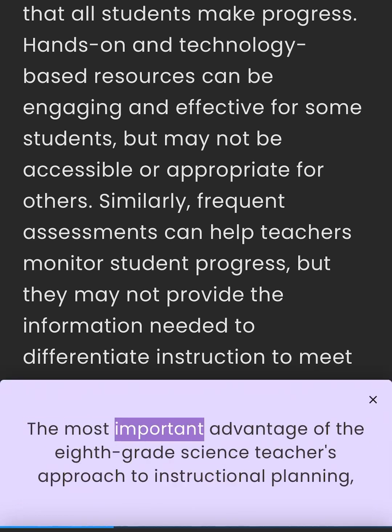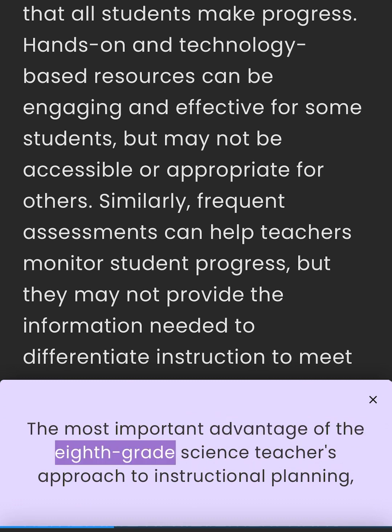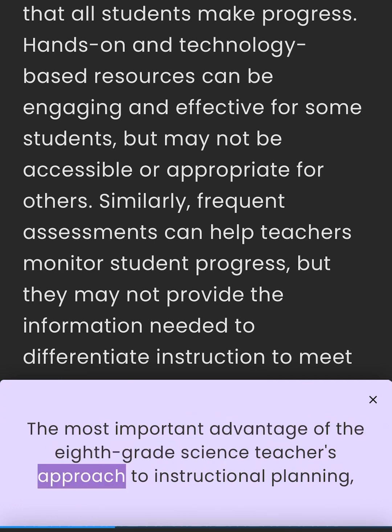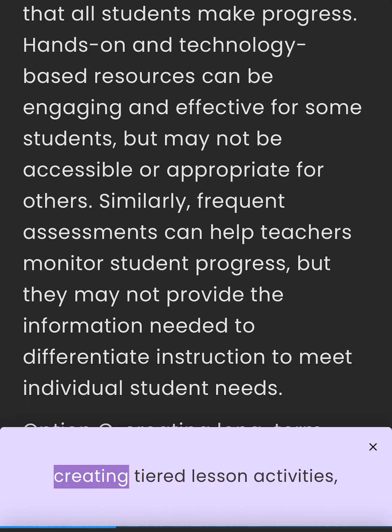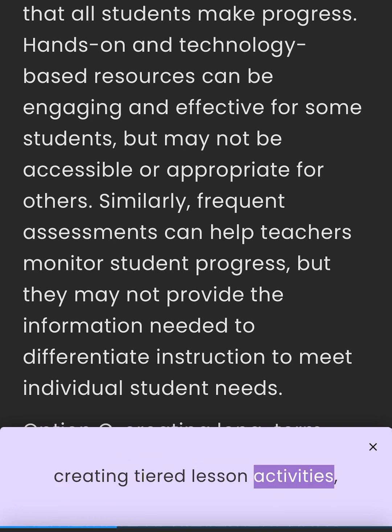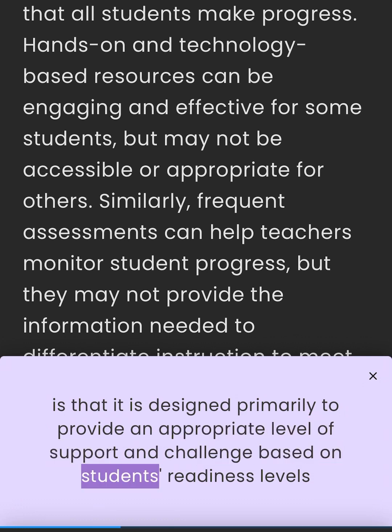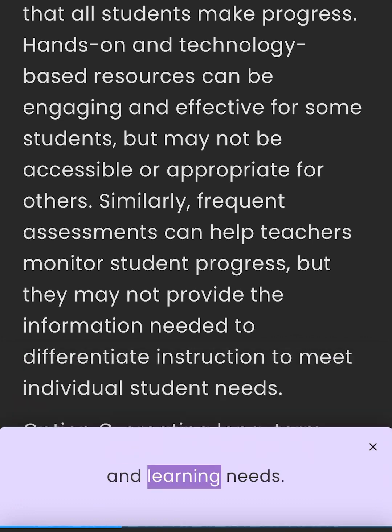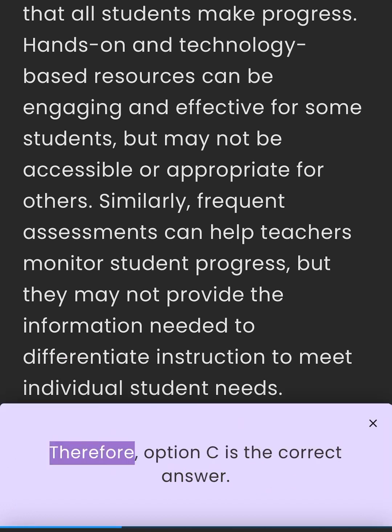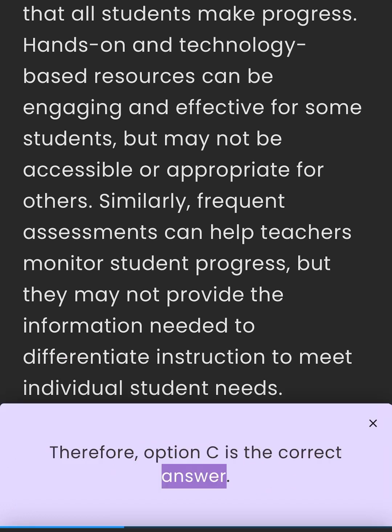Answer. The most important advantage of the 8th grade science teacher's approach to instructional planning, creating tiered lesson activities, is that it is designed primarily to provide an appropriate level of support and challenge based on students' readiness levels and learning needs. Therefore, option C is the correct answer.